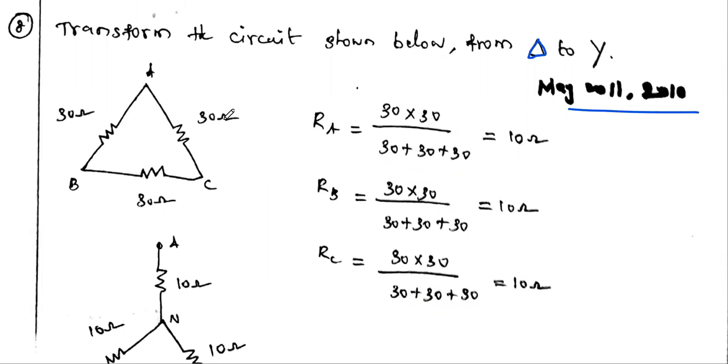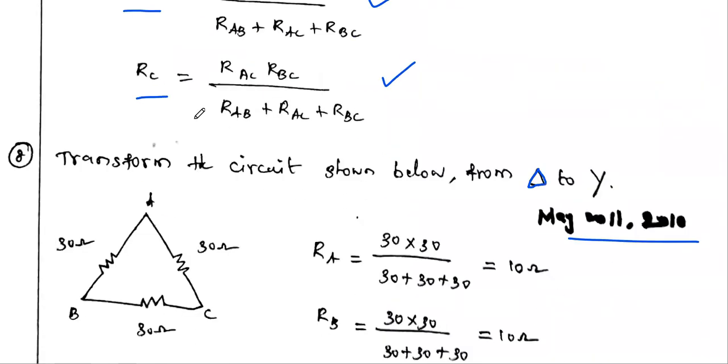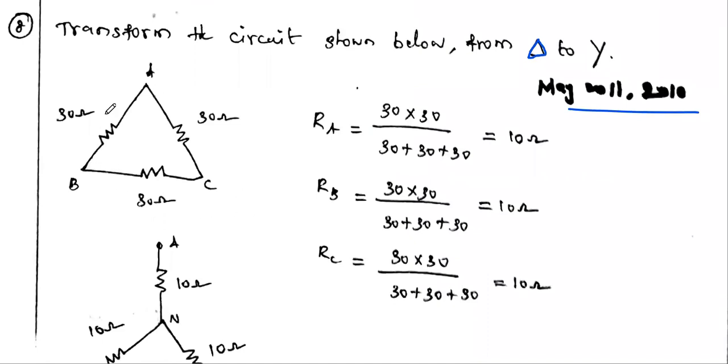So here you see the problem, related to the previous conversion. This is the given circuit, with nodes A, B, C. Between the nodes A, B, C, three resistances are connected. What is the resistance value? You see all are equal: 30 ohm, 30 ohm, 30 ohm. So it is very easy to solve in order to convert into star.